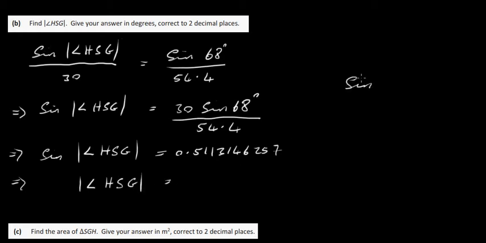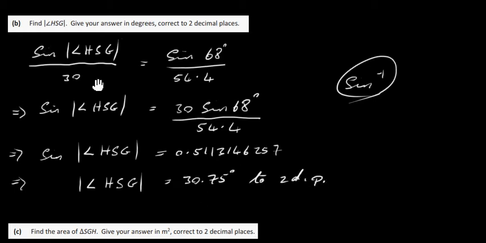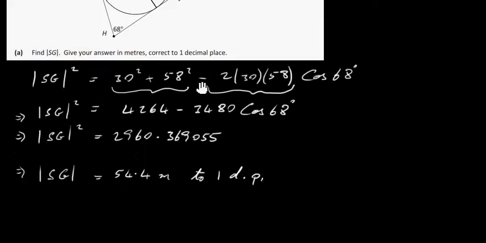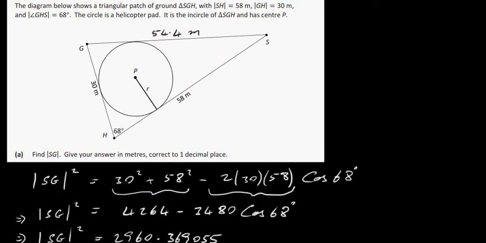And finally then, to find the actual angle HSG, you just got to get the sine inverse. On your calculator it's just sine inverse. It's this function here of this number here on your right. You've also got to round your answer to two decimal places. So you should get 30.75 degrees, and that's to two decimal places. 30.75 degrees is this angle here.